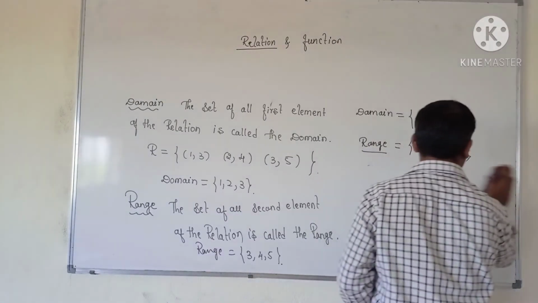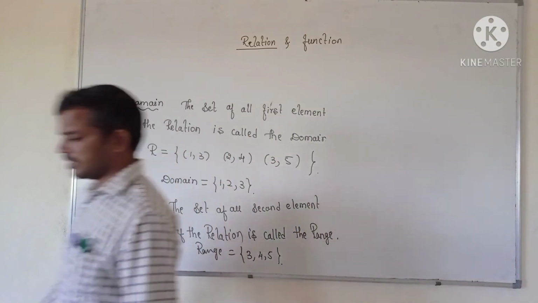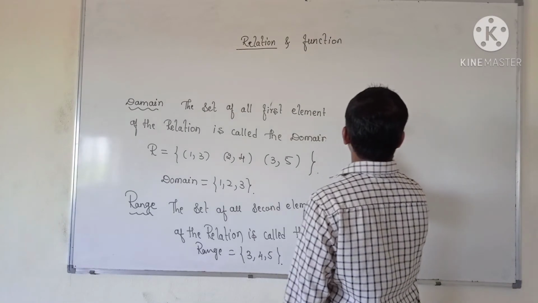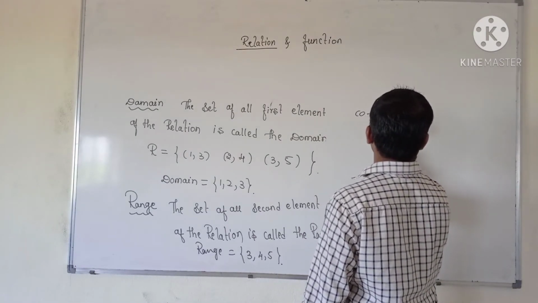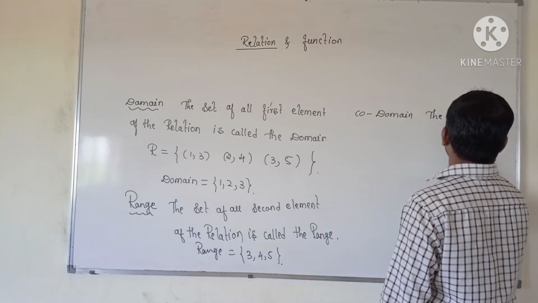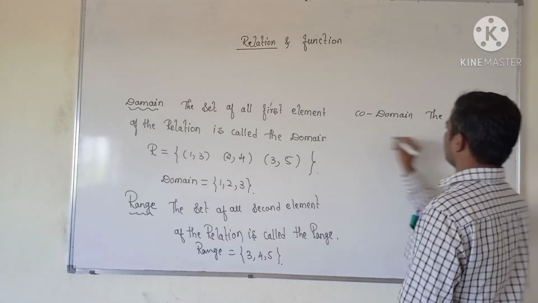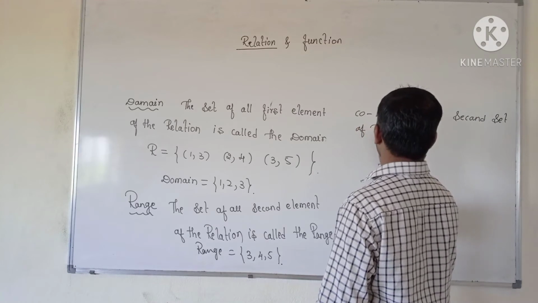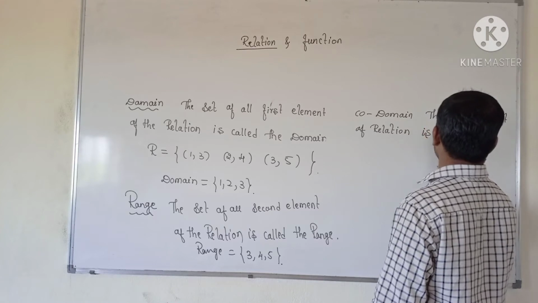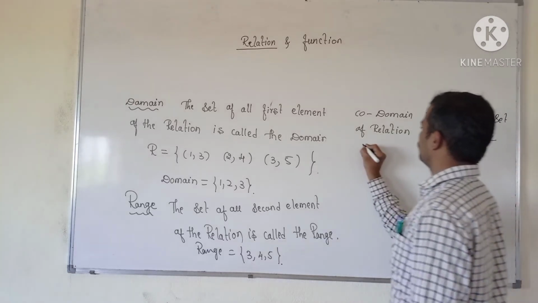So the second set of the relation is called the codomain. Codomain: the second set of the relation is called the codomain.